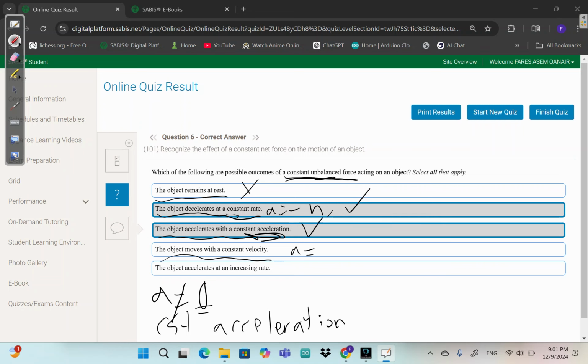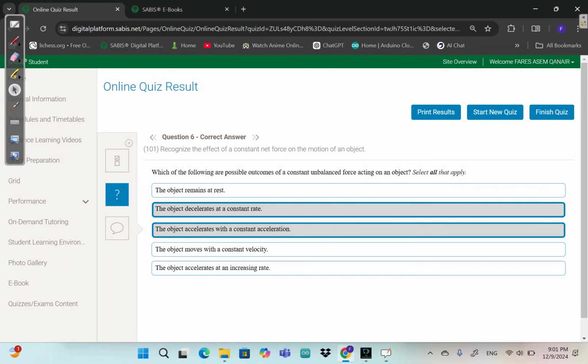The object moves with a constant velocity. Constant velocity means that acceleration is 0, which we said acceleration can't be 0 if there's an unbalanced force. So this is wrong. The object accelerates at an increasing rate. Wrong, since it accelerates at a constant rate, not an increasing rate. So the last option is also wrong. So this is it for this question.